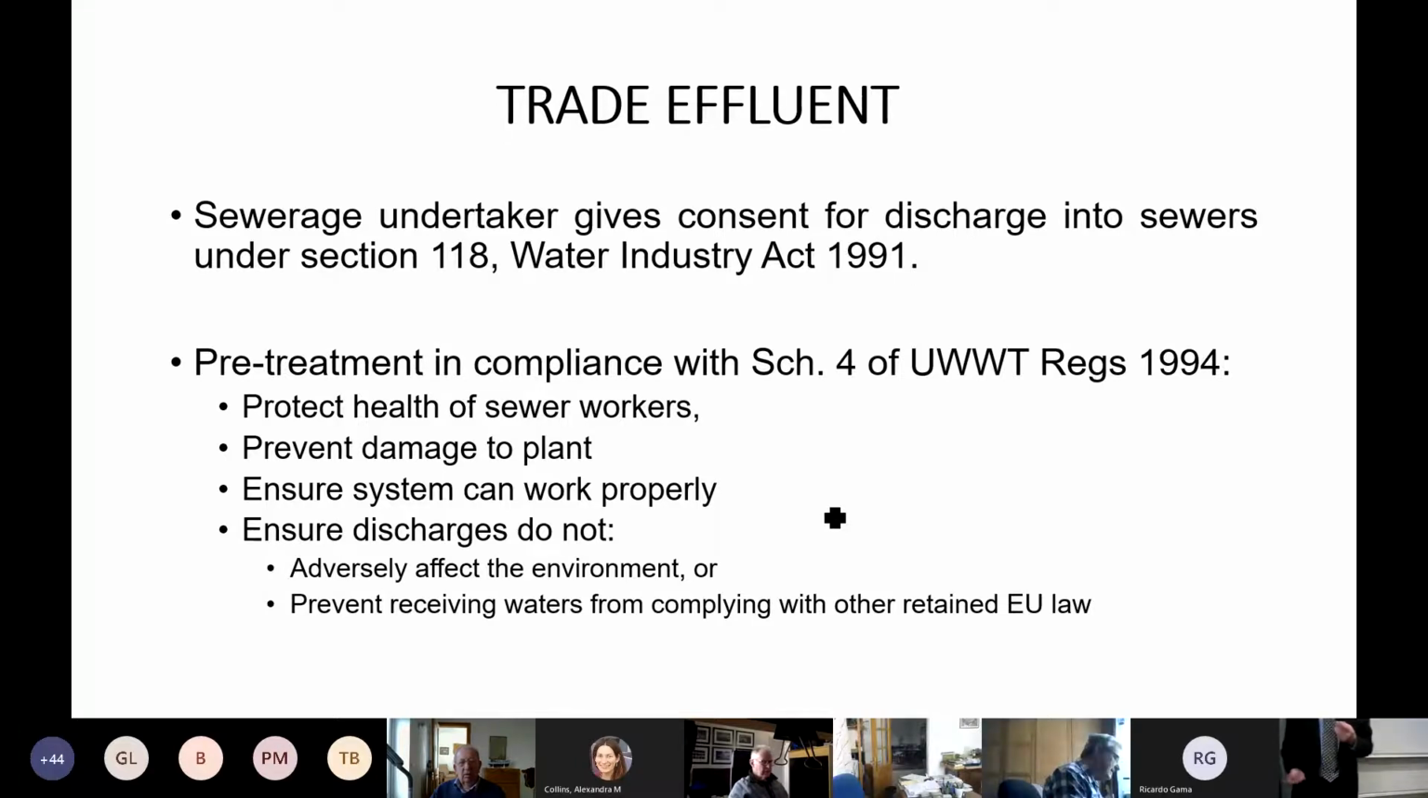Factory produces material it wants to discharge into the sewerage system. It has to have consent from the sewerage undertaker under Section 118 of the Water Industry Act. And in compliance with the Wastewater Directive, there has to be pre-treatment to protect the health of sewer workers, prevent damage to plant, and ensure discharges do not adversely affect the environment or prevent receiving waters from complying with other EU retained law, like the Water Framework Directive.